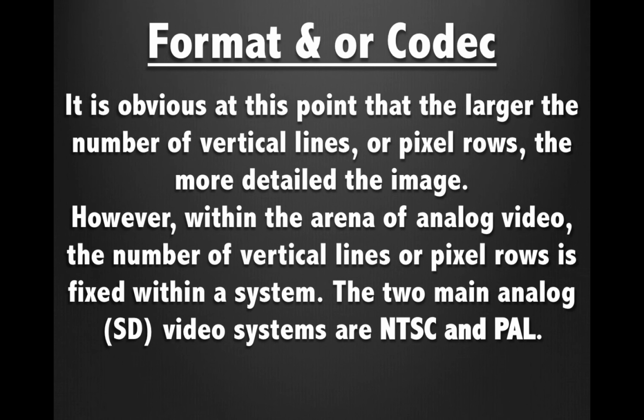It is obvious at this point that the larger the number of vertical lines or pixel rows, the more detailed the image. However, within the arena of analog video, the number of vertical lines or pixel rows is fixed within the system. And the main two standard definition systems are called NTSC and PAL.